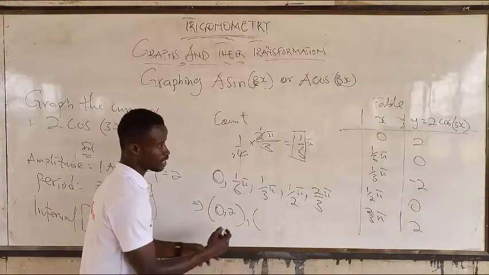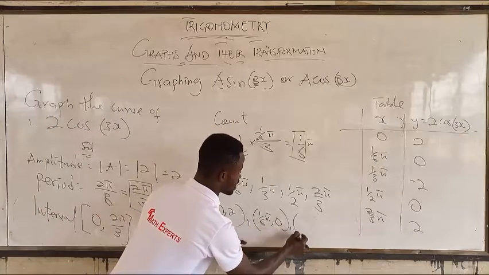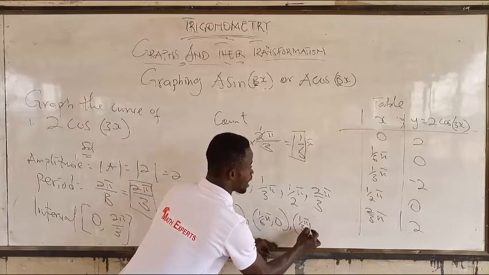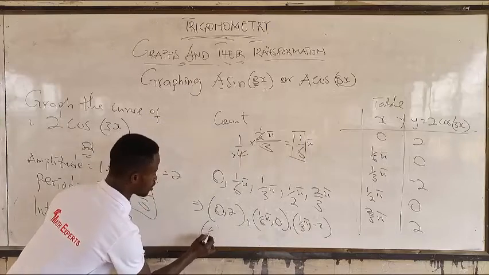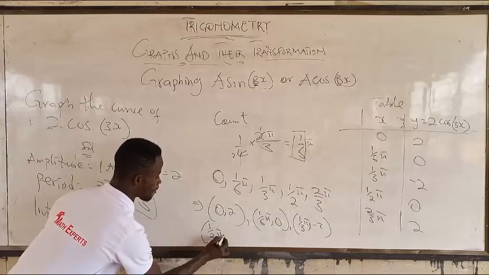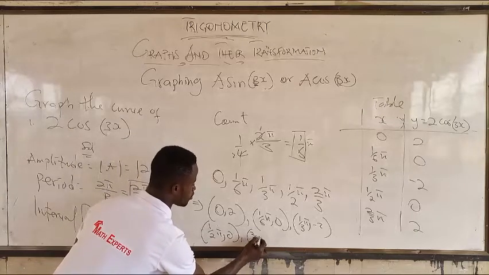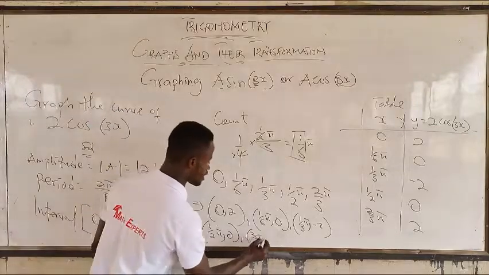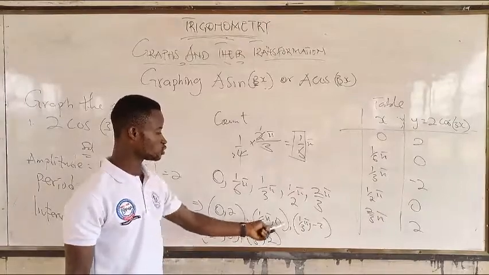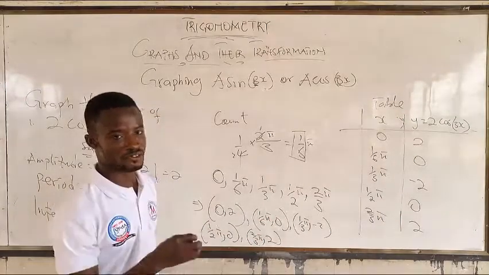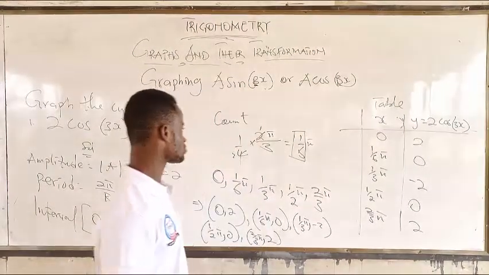Very good. So the next point will be 1/6 pi, 0. The next will be 1/3 pi, -2. The next will be half pi, 0. The next will be 2/3 pi, 2. Alright, so how many points are we going to get? 1, 2, 3, 4, 5. So we have 5 points now. Very good. There you go for your graph.